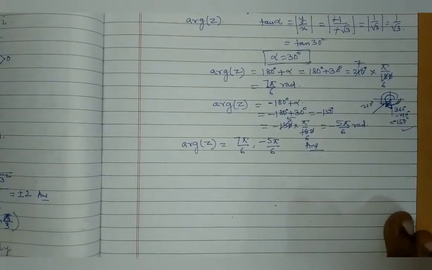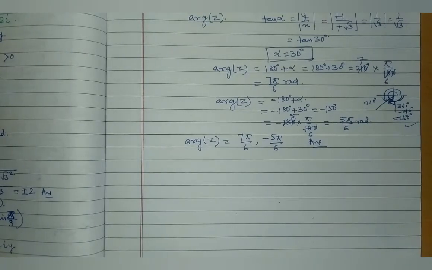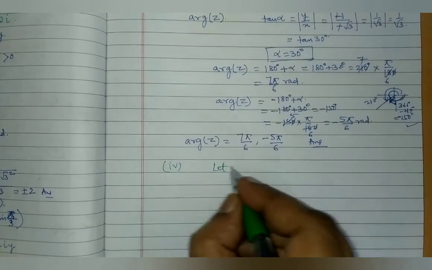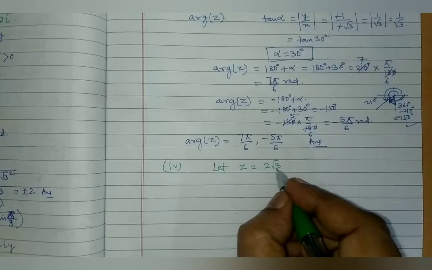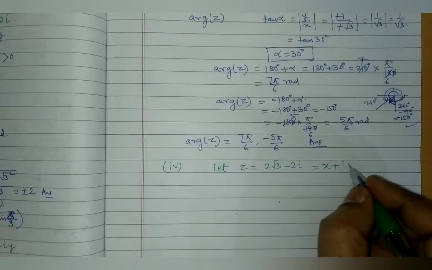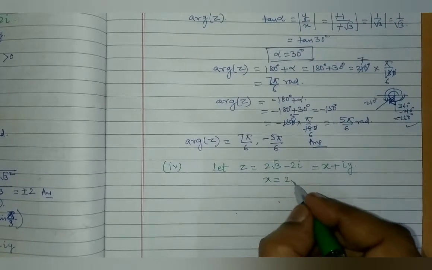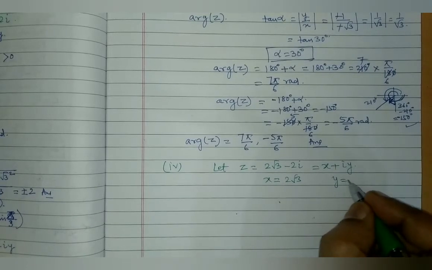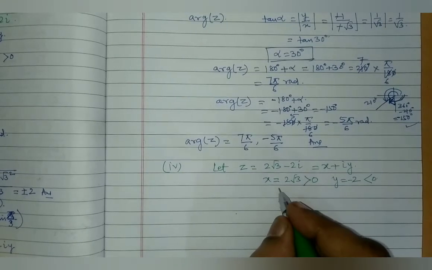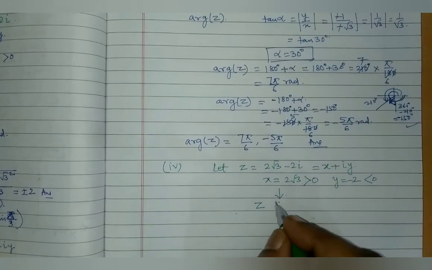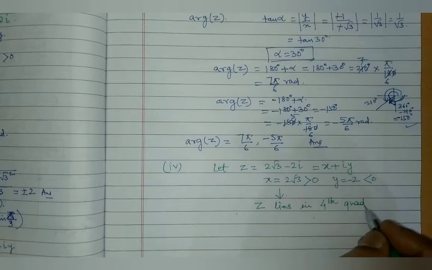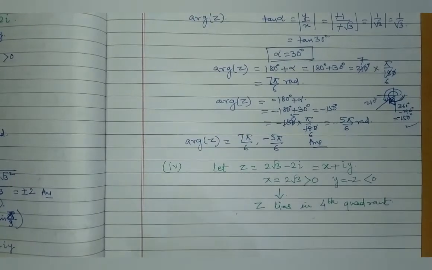Next question is the fourth one. Let z is equal to 2 root 3 minus 2i. So we will compare it with x plus iy: x is equal to 2 root 3 and y is equal to minus 2. So y is less than 0, x is greater than 0. So it means that z lies in the fourth quadrant of the Argand plane.